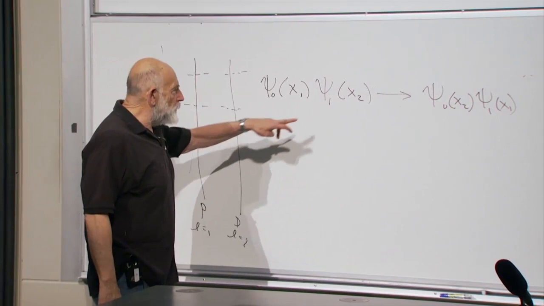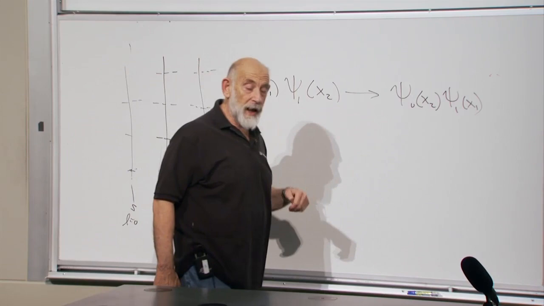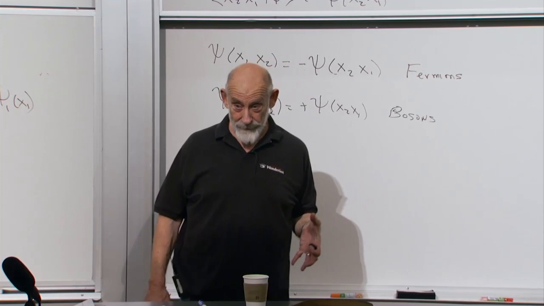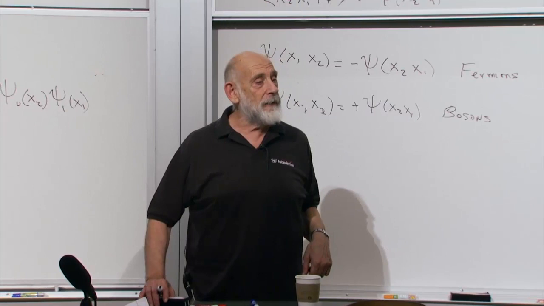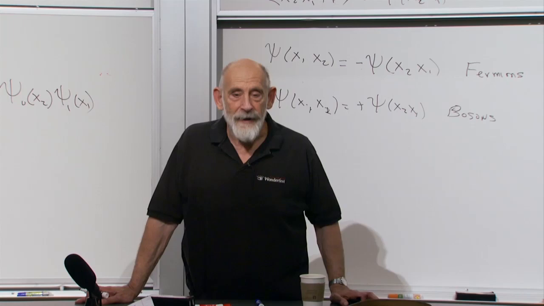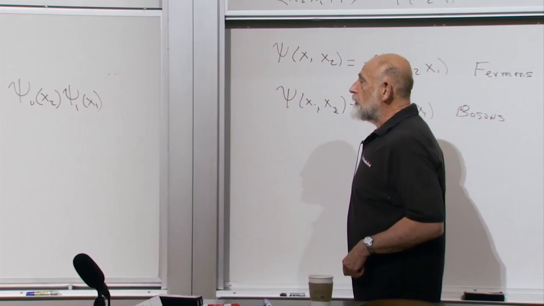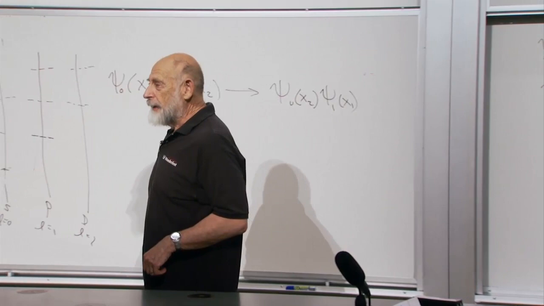In general, if these are two different wave functions, the left side and the right side will be neither equal to each other nor equal to their negative. Just a product of two functions, say sine of x1 times a hyperbolic function of x2. That has no symmetry whatever. It doesn't change sign and it doesn't stay the same. So this is not a possible wave function for either fermions or bosons. Does that mean you can't put one particle into one state and another particle into another state? Not quite.